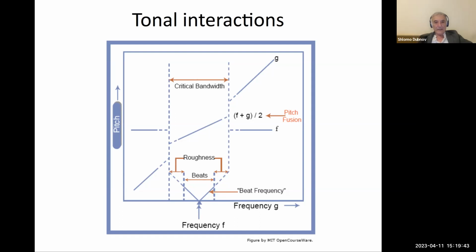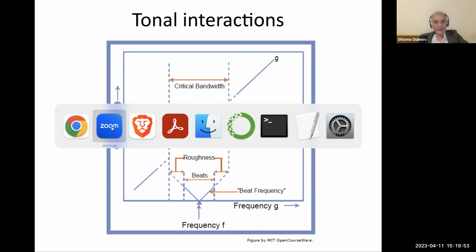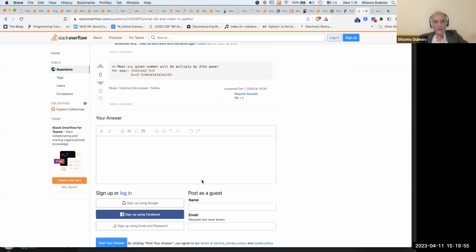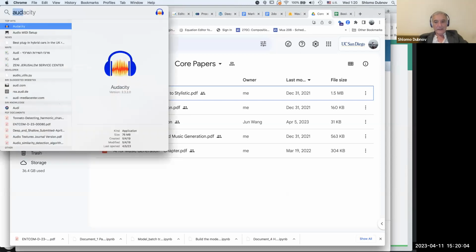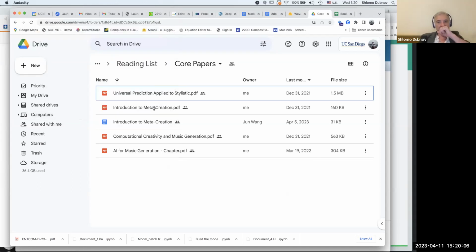So before moving further, let me demonstrate this idea of roughness. To do that, I'll have to quickly open Audacity. We can do this in Python as well, but it's maybe a little more visual and easy in Audacity.